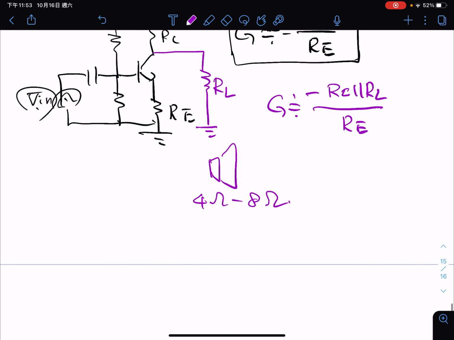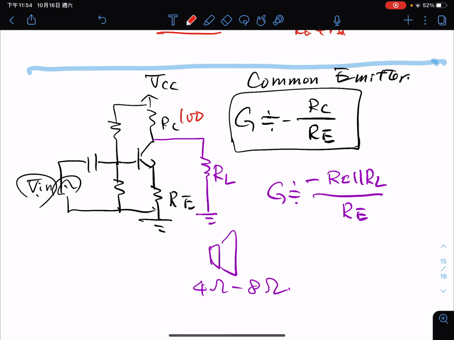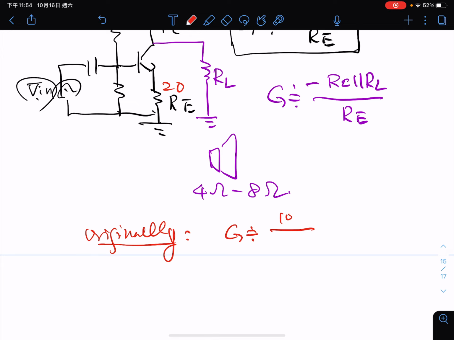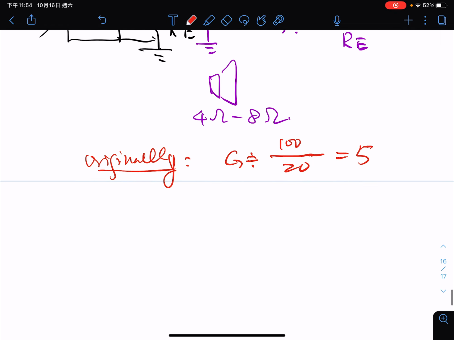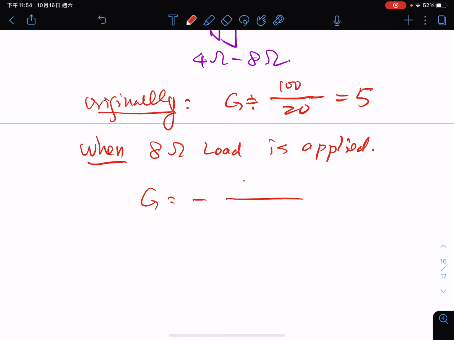So let me state something more extreme. For example, this one is 100, this one is 20. So originally the gain will be approximately 100 divided by 20, which will be equal to 5. But when the 8 ohm load is applied, then the gain becomes minus 100 in parallel with 8 divided by 20.